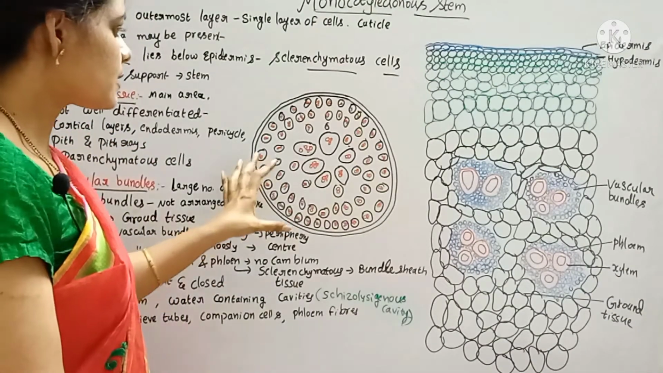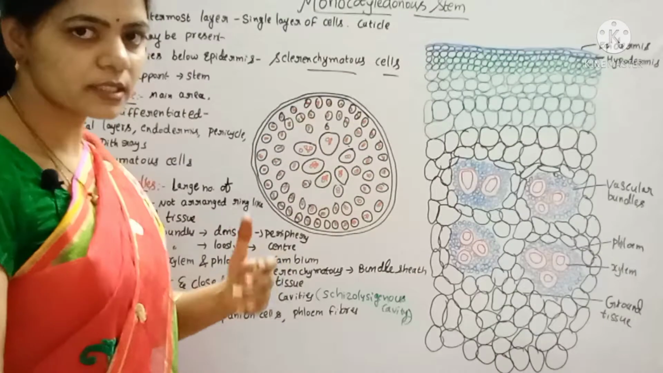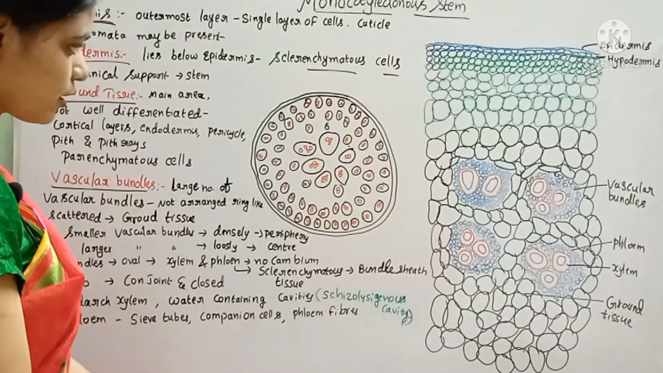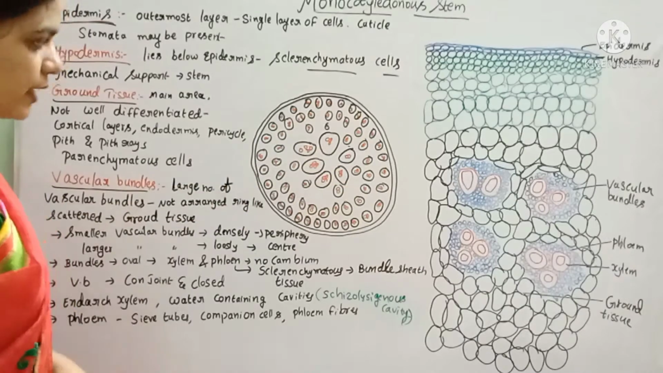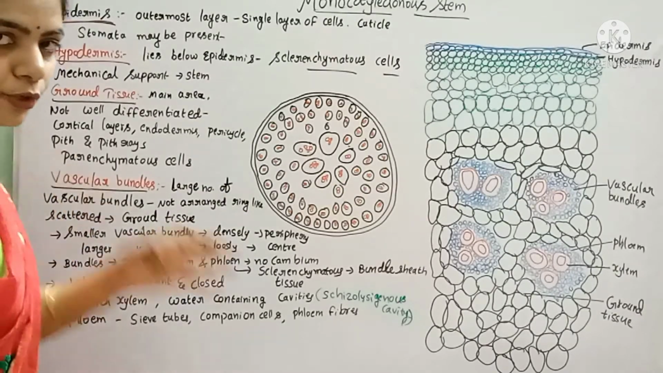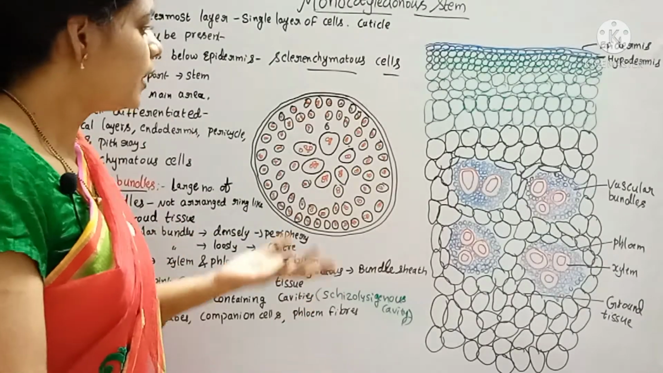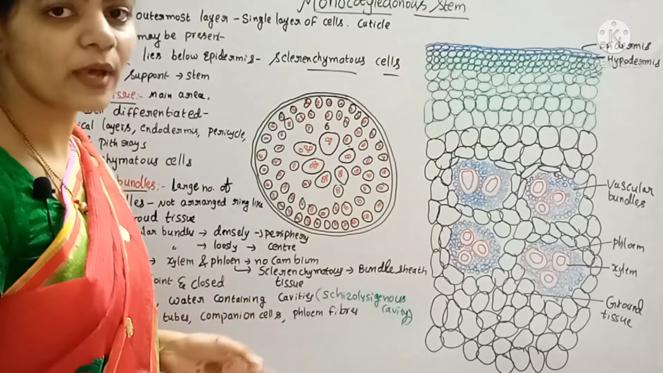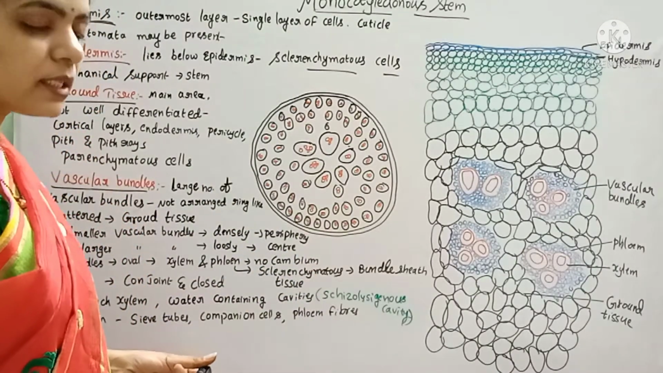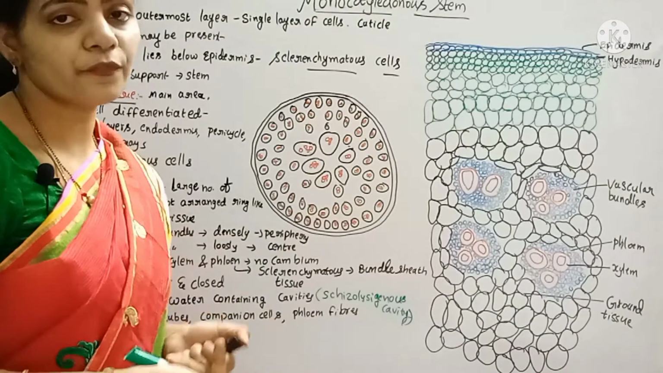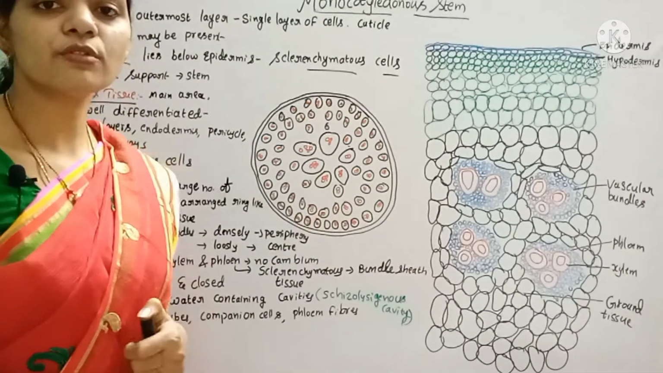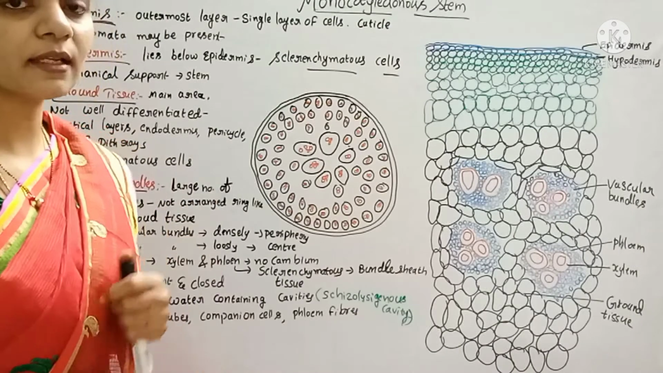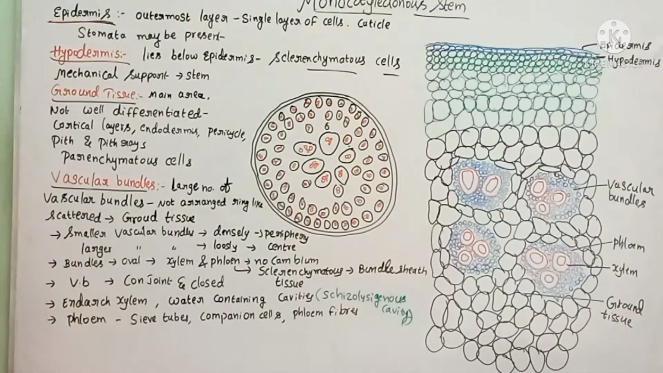Here, the xylem and phloem are not arranged on different radii. Hence, they are called conjoint vascular bundles, and as they do not have any cambium, they are called closed vascular bundles. Closed means they are closed for secondary growth. That means in these vascular bundles there is no secondary growth; secondary xylem or secondary phloem are absent.